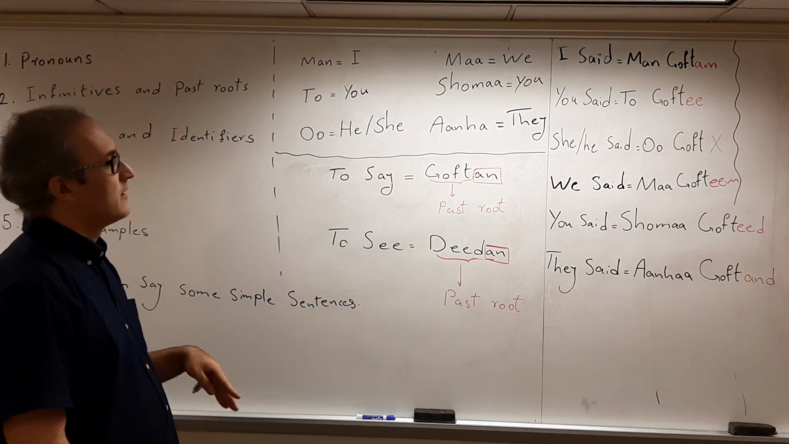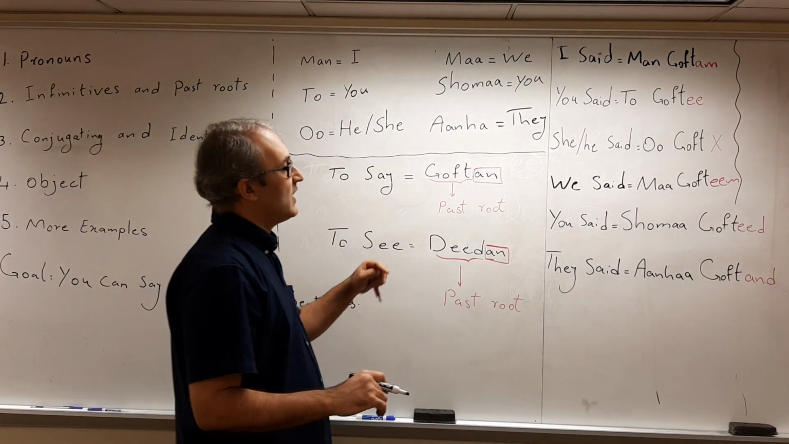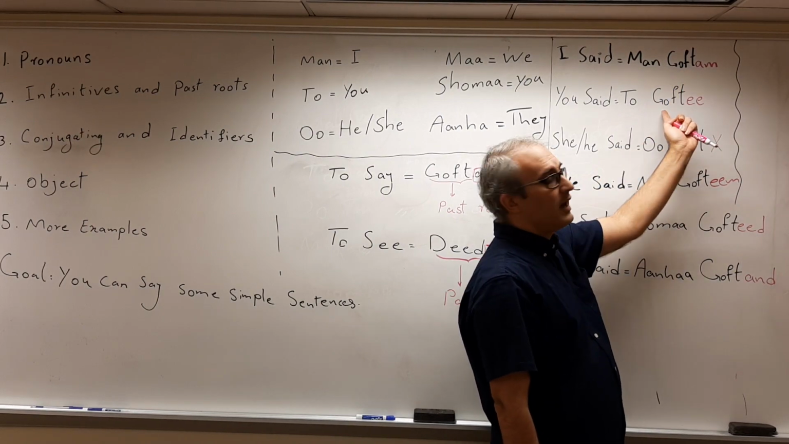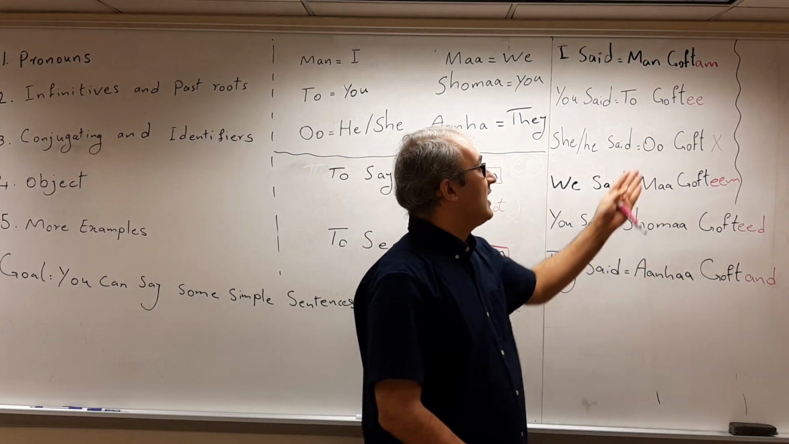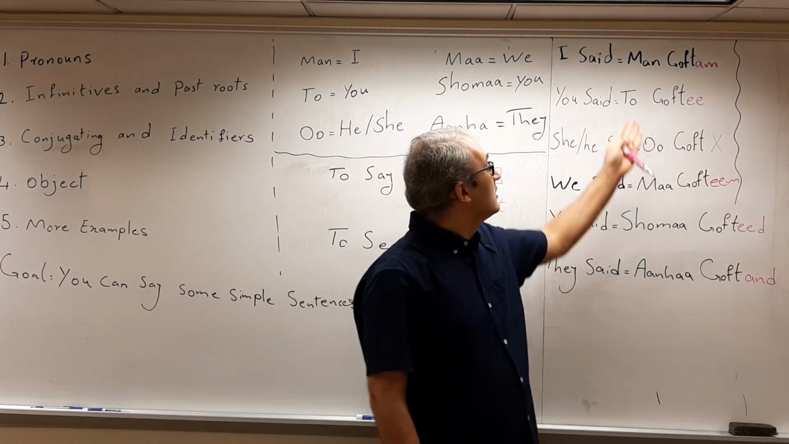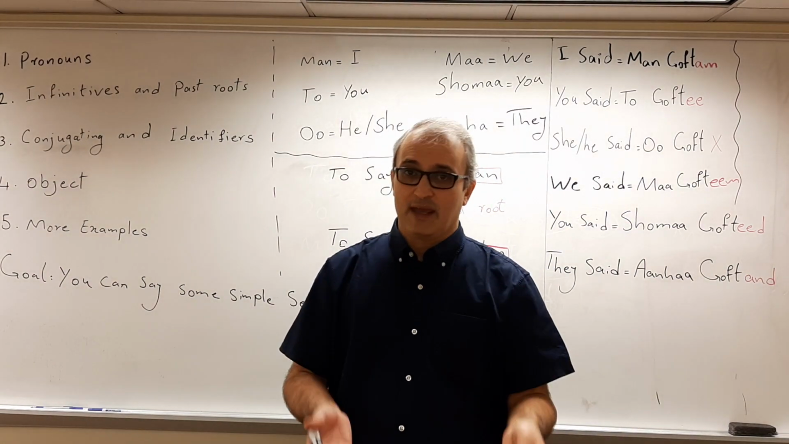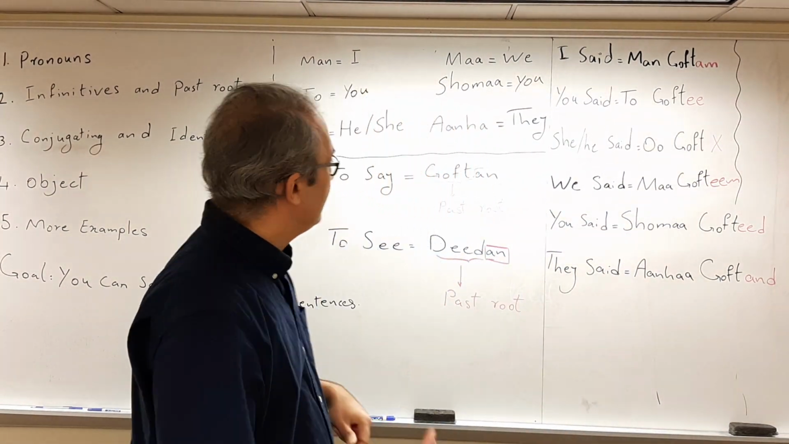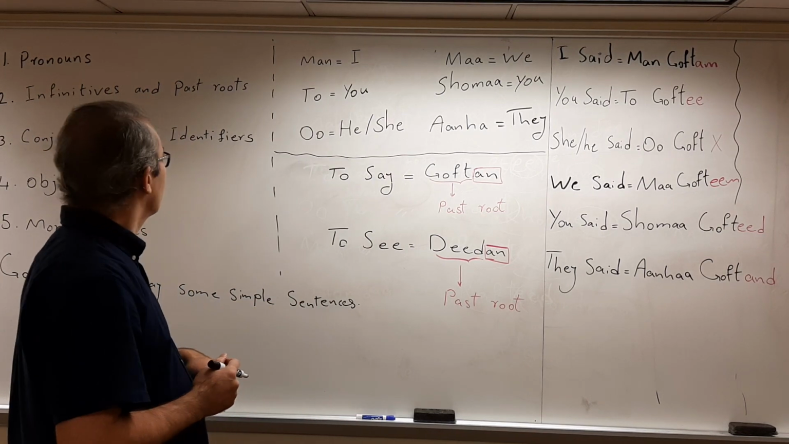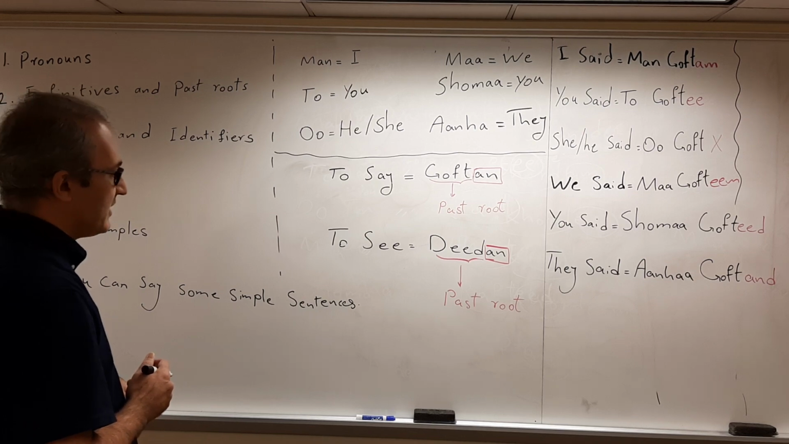So, we complete that, very, very easy. You just have to know the infinitive, the past root, pronouns, and identifiers. You can make your conjugation for every infinitive. Okay, let me give you the other example.